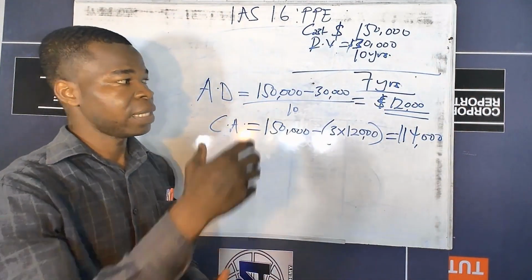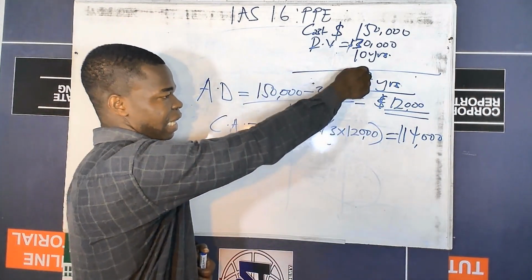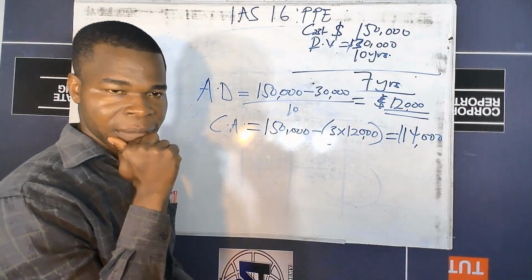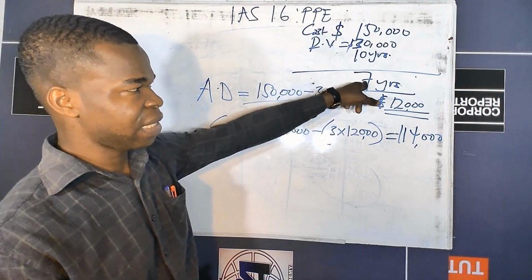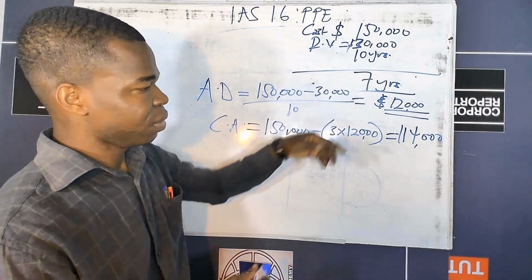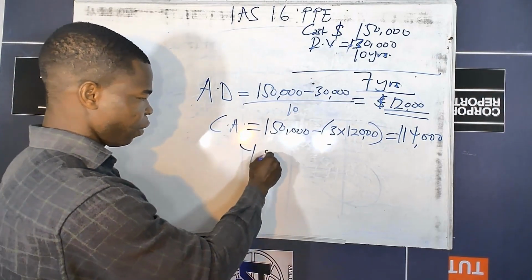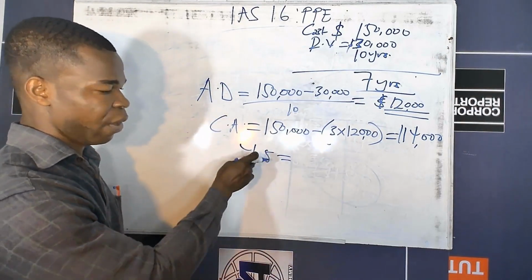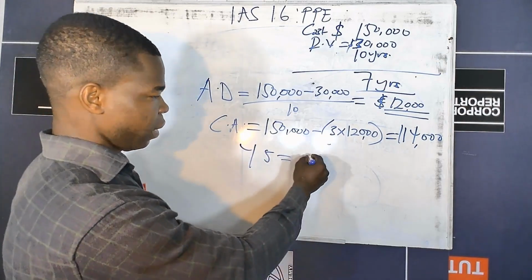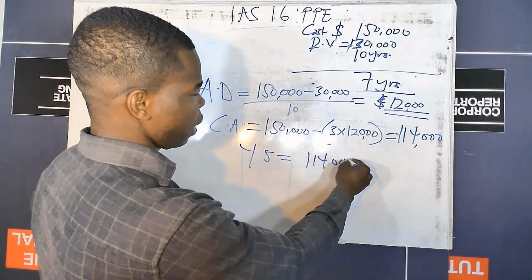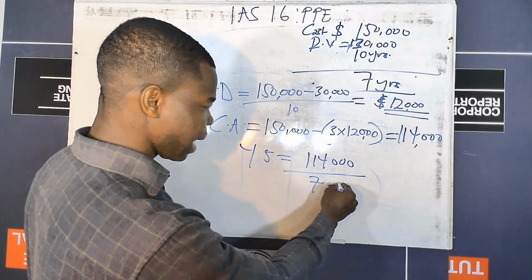Now they said the useful life of the asset in year 5 is now 7 years. This means that they have already used 3 years here. So in year 5, we want to know the carrying amount and the depreciation. The depreciation in year 5 is going to be the 114,000 divided by 7 minus the years that we have used.